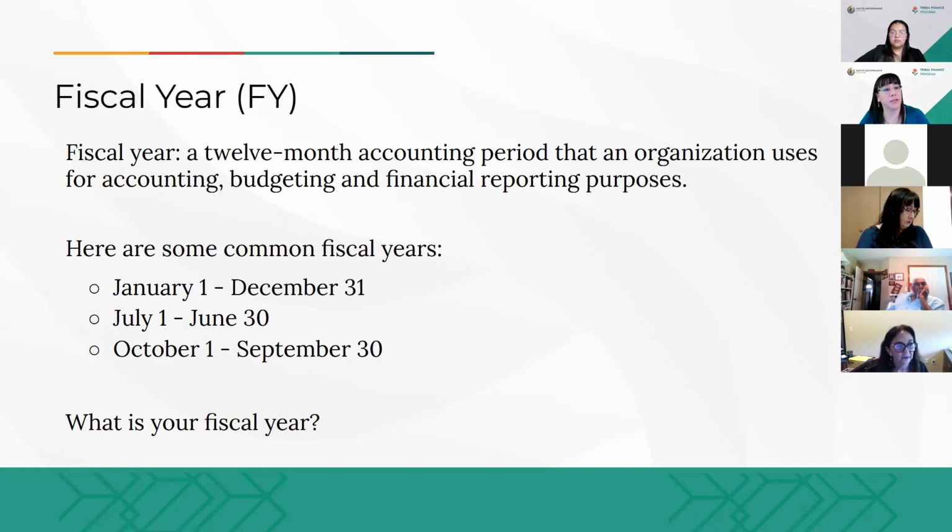So fiscal year is a 12-month accounting period that an organization uses for accounting, budgeting, and financial reporting purposes. This year is very important as it relates to financial reporting because when you're looking at those income statements and they may say month to date or year to date, that year to date is based on a fiscal year. So it's not based on a calendar year unless the government's fiscal year is also the calendar year. So it is important to find out, if you don't already know, what your fiscal year is. Some common fiscal year ends are December 31st, June 30th, and September 30th.